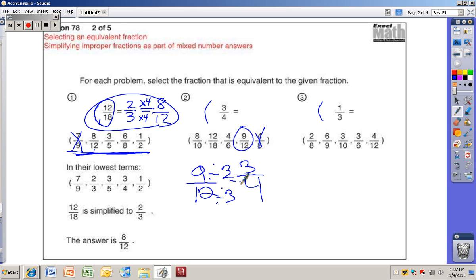Oh, good, you put an equal sign. Okay, so 9/12 is the correct answer. Good job. Now Kaylee's going to show us how to do number 3.